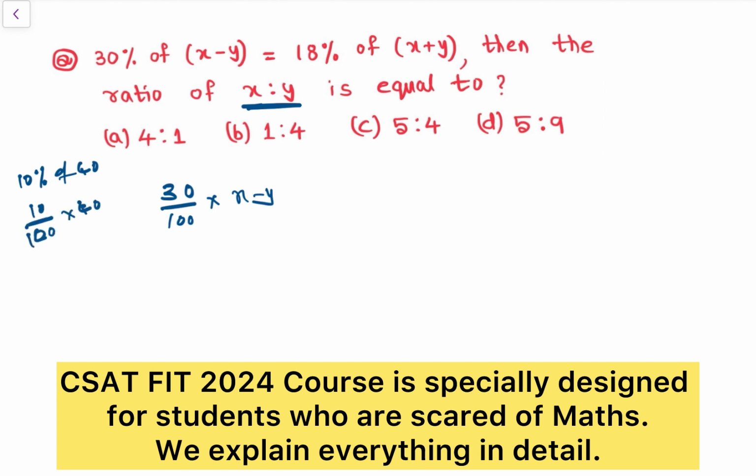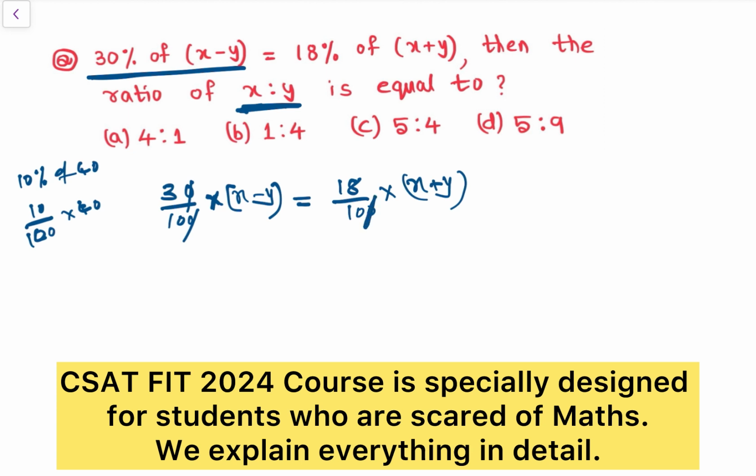So similarly, 30% of x minus y can be written as 30 by 100 into x minus y, which is equal to 18 by 100 into x plus y. Then the ratio of x is to y is equal to 3 by 10, 3 by 10, so 18 by 10.